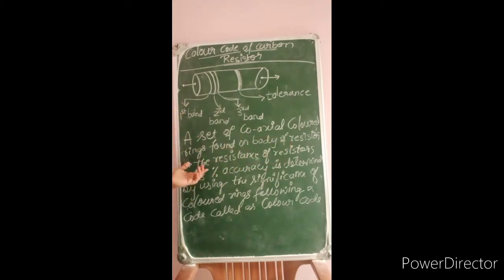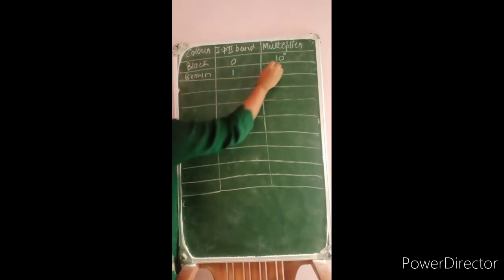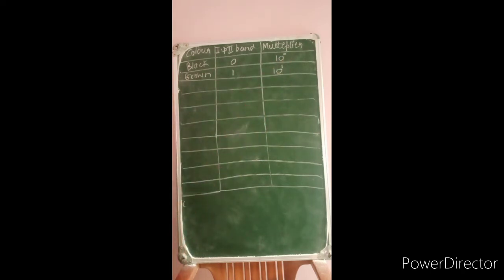Using this color code, we can determine the percentage accuracy of the resistors in a given resistance. That is the use of the color code. So this will be the table to represent the color codes. First one is the black. For the first band and second band, it will be the value 0. Multiplier value will be 10 raised to 0. Black, then we are having the brown, it is 1, that is 10 raised to 1 is the multiplier value.